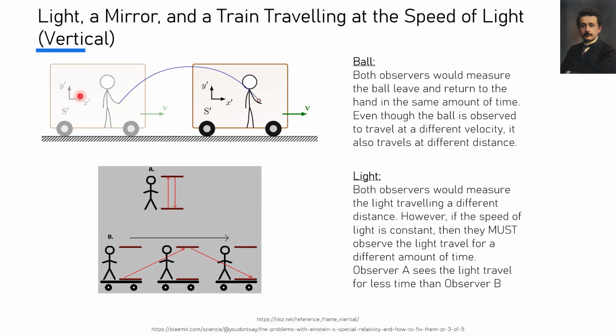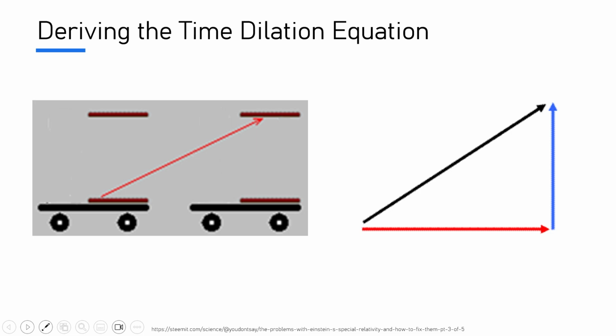In this scenario, both people would observe the ball exiting and entering the person's hand at the same time. And because the ball was moving at different distances, they would therefore calculate different velocities for the ball. However, for the light example, due to Maxwell's equation, the speed of light is constant, and this is one of Einstein's key postulates. If the speed of light is constant and the light travels across different distances, then what that must mean is that both observers see the light traveling over a different amount of time. Let's unpack that idea now.